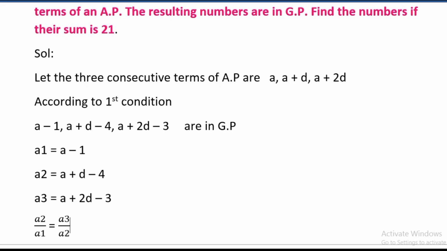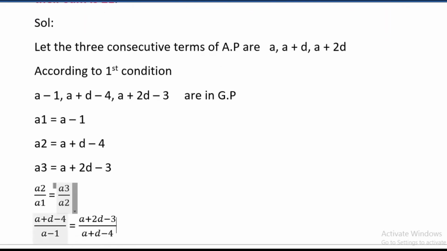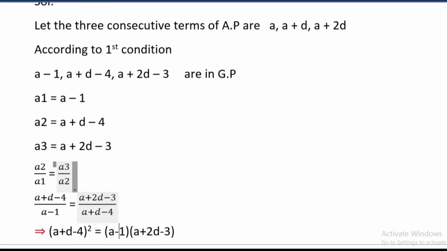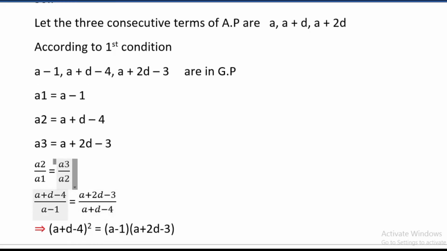So the common ratio is equal, that is a2 divided by a1 is equal to a3 divided by a2. By putting the values, a plus d minus 4 divided by a minus 1 is equal to a plus 2d minus 3 divided by a plus d minus 4. So by cross multiplication, a plus d minus 4 whole square is equal to a minus 1 into a plus 2d minus 3.